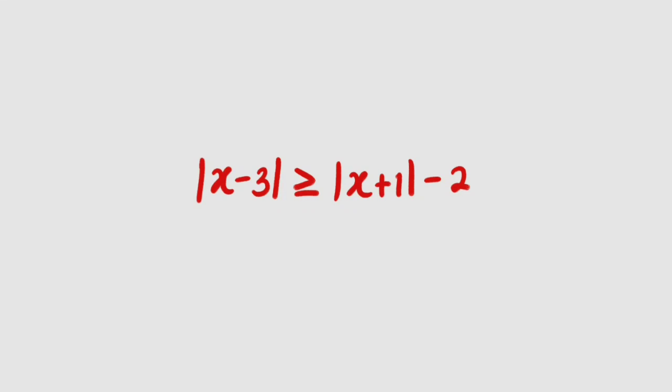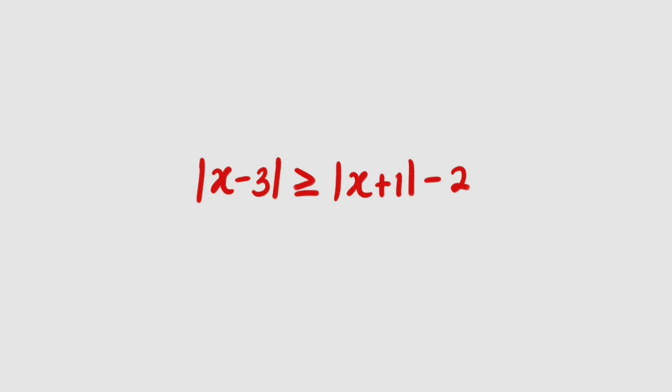Hello, good day viewers. In this tutorial, we are going to find a solution to this double absolute value inequality, which is the absolute value of x minus 3 greater or equal to the absolute value of x plus 1, then minus 2. All right, let's get started.